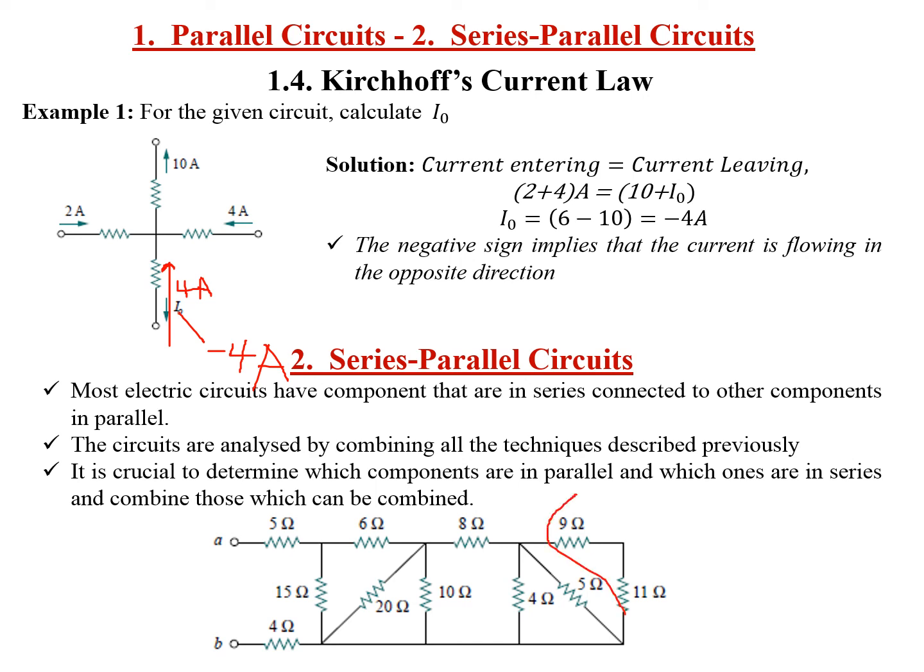For example, you can see that 9 and 11 are in series. You can combine them, and I'm sure you can see that it will give you 20 ohms there, right? Then you can see that these 4 and 5 are also in parallel. You can combine them. The 20 and the 10 are in parallel, you can combine them. Now, for the time being, those are the only components that are in parallel and in series. Don't try to see other components which do not fall into our definition of a parallel or a series.